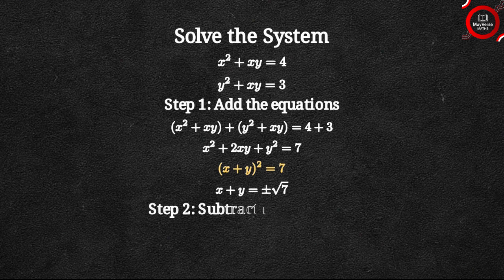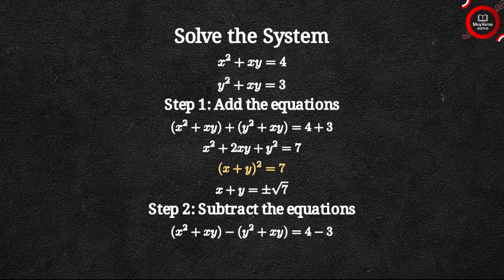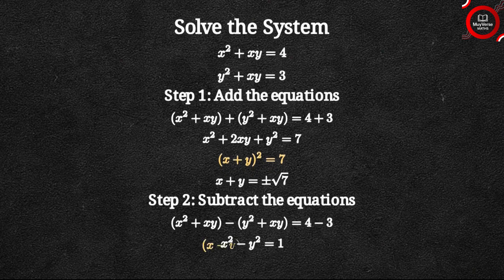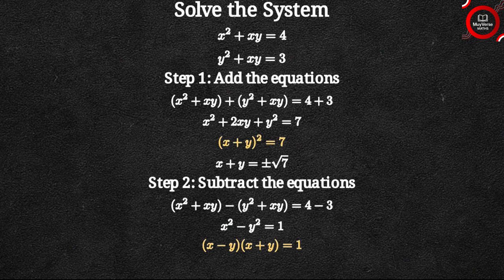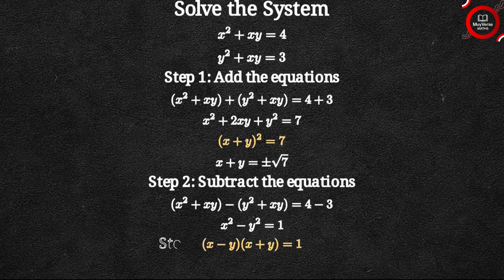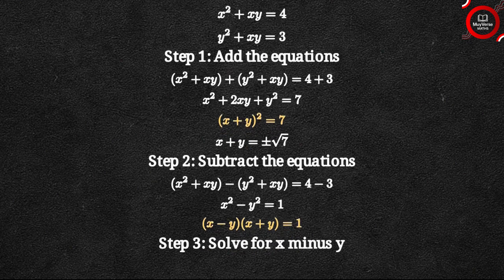Step 2. Subtract the second equation from the first. This will cancel the xy terms. The xy terms cancel, leaving x squared minus y squared equals 1. Factor the difference of squares. Step 3. Use x plus y equals plus or minus square root of 7. We create two cases.